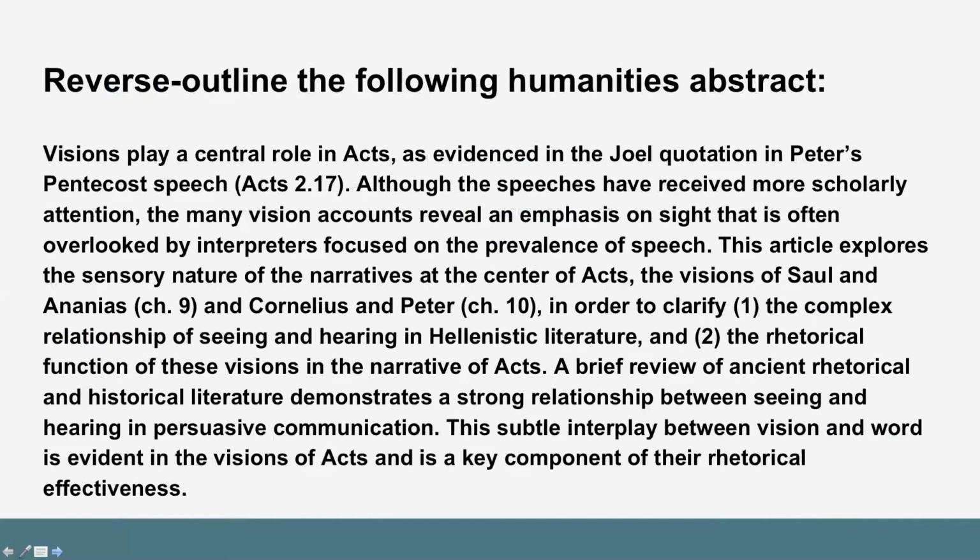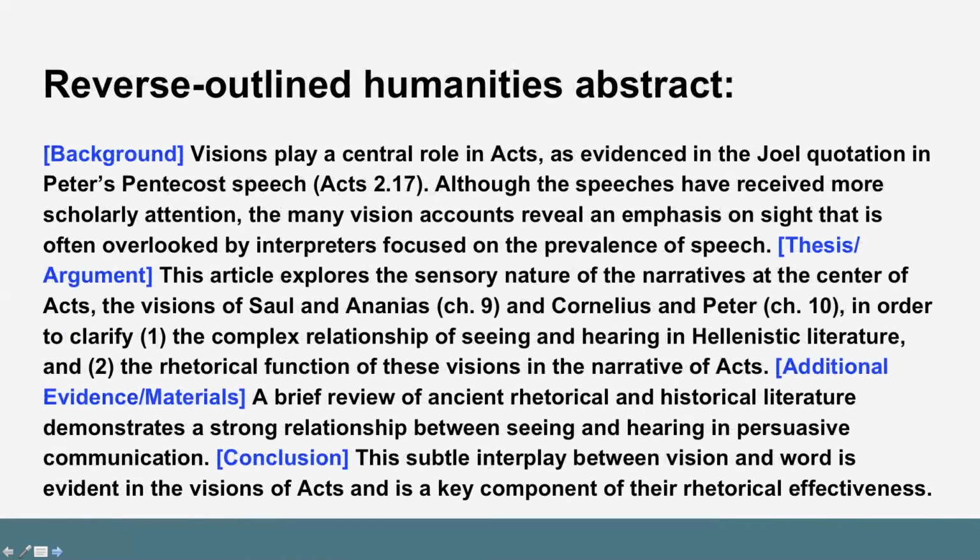Okay, so let's go ahead and go over the answer. So in this case, this person starts out with the background. So they give us, again, the context for what they're looking at. They then go on to present their thesis and their argument. In this case, it's kind of both at the same time. They do talk about some additional evidence or materials that they are using in their argument, or what else they're wanting to do in this article, before giving us that conclusion, or telling us what is the significance of this study. What can we actually draw from this work?